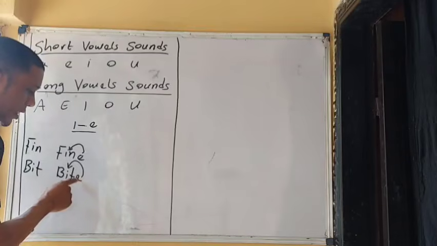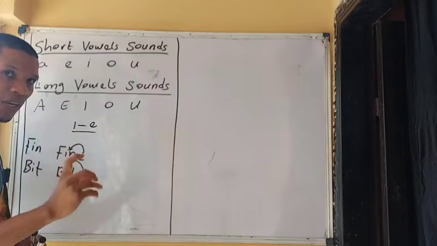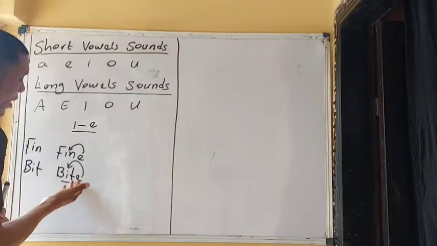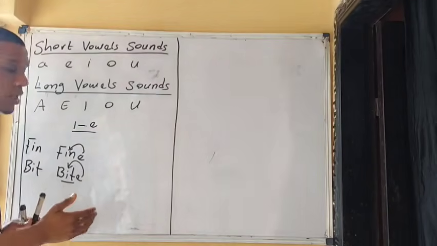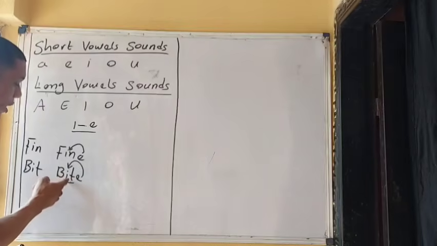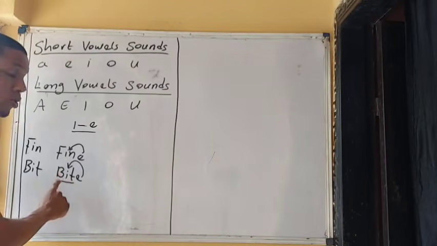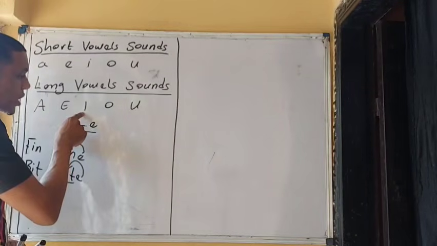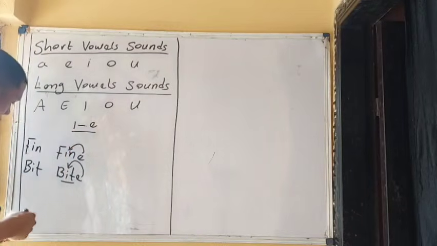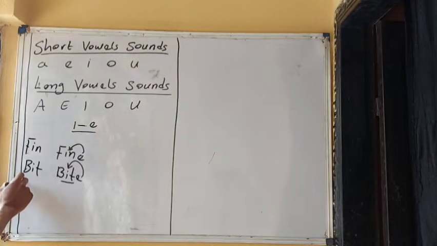But notice that this letter E is not making any sound anymore. It remains silent. When letter E comes at the end of an English word, the letter E remains silent and changes the vowel sound that comes before the last consonant to the long vowel sound, which is I. Is that understood?